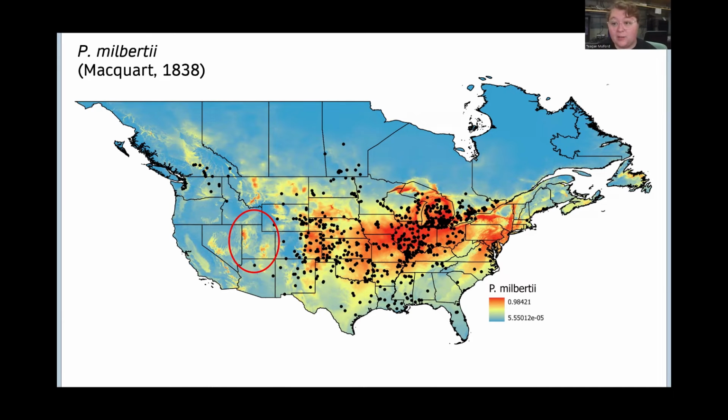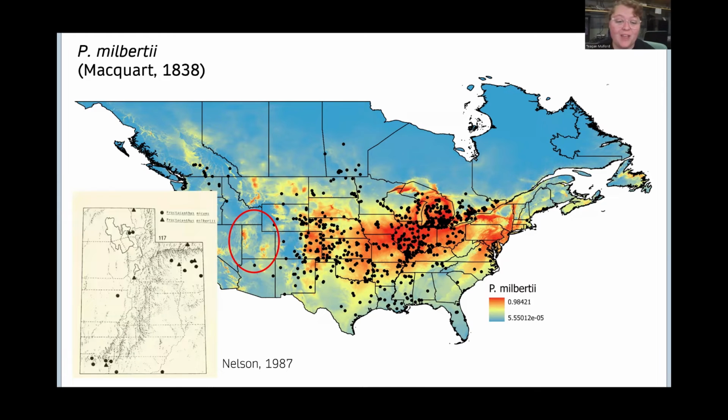So that doesn't necessarily mean that those are occurrence points. However, if we look into the literature, in the Robber Flies of Utah by Riley Nelson in 1987, we have some points for milbertii. And although these specimens have been lost, we don't know where they are, so I can't validate them. It seems that there are habitable areas of Utah, and so perhaps these records are correct. And so I know where I will be collecting next summer.